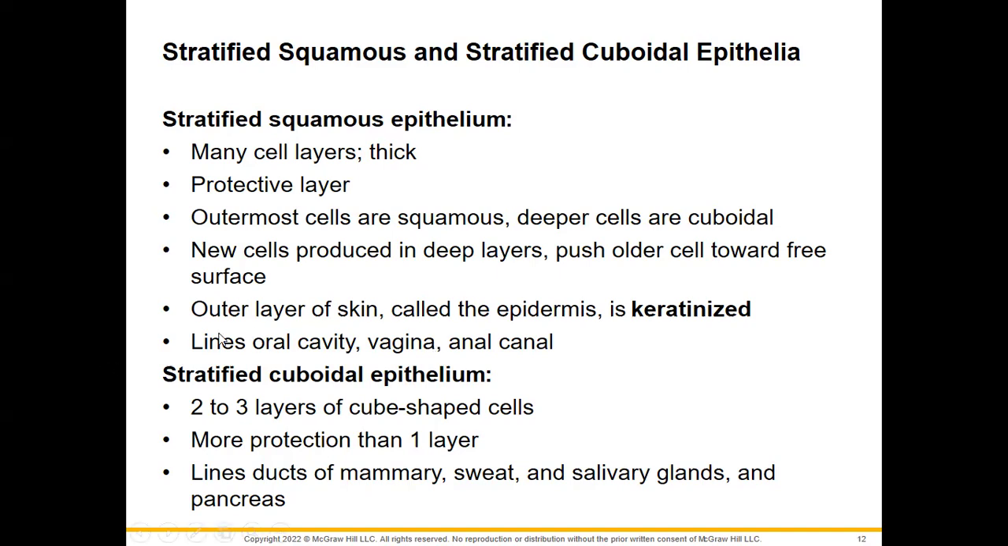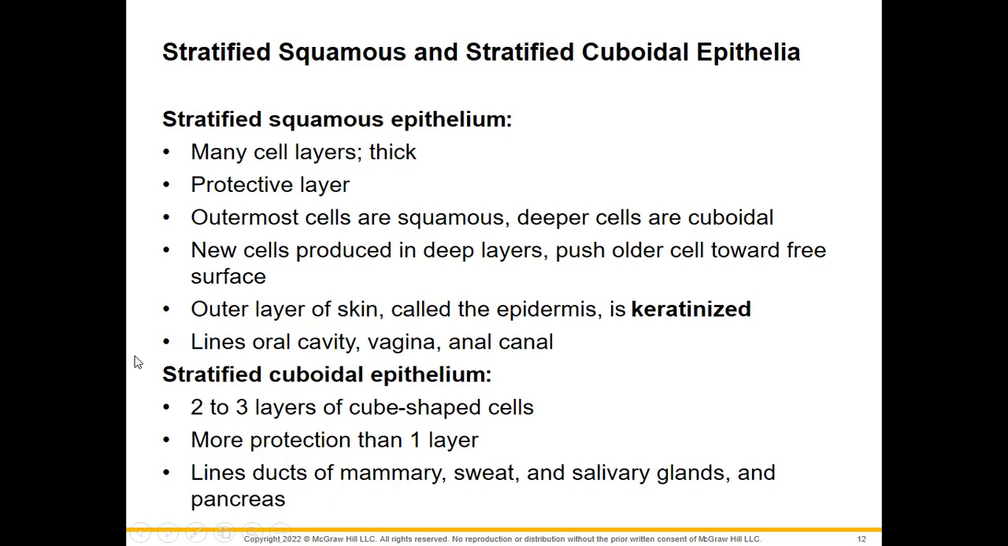So cells that line the oral cavity, cells that line the vagina, cells that line the anal cavity, all of these are considered stratified squamous epithelium. All right. Now, in these areas, the outer layer is not keratinized. The keratinized cells are going to be on the outside of your skin, but it's not all locations where your stratified squamous epithelium is located.